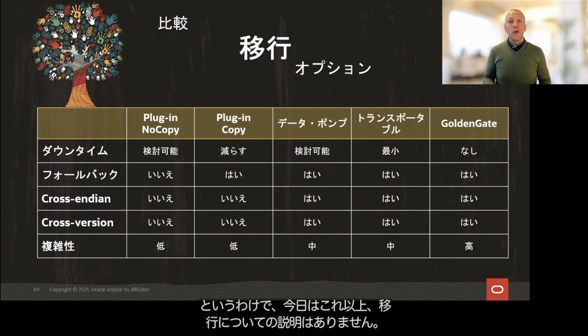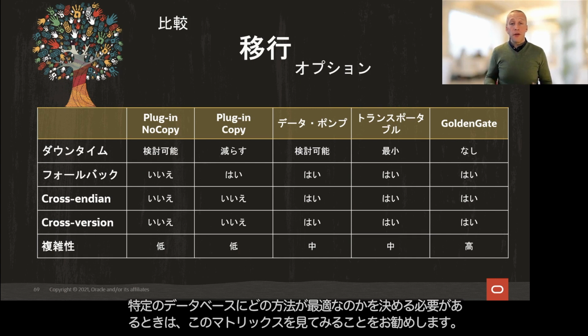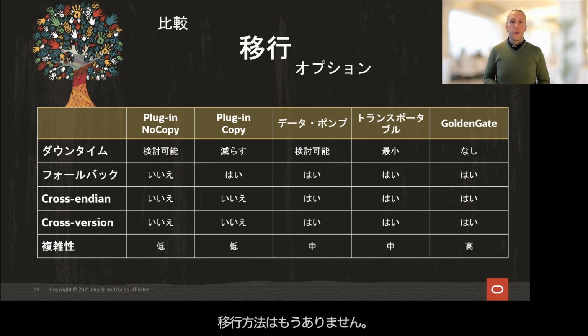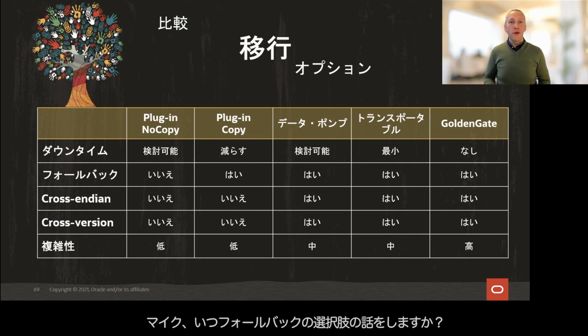So we have no more migration methods to cover today, but to sum it up, we've created this matrix with the migration methods and the pros and cons of each of the methods. I suggest that you have a look at this matrix when you need to decide which method is best for your specific database. We talked about how you can go to multitenant, but we also have to talk about how you can go the other way. So Mike, will you talk about fallback options?